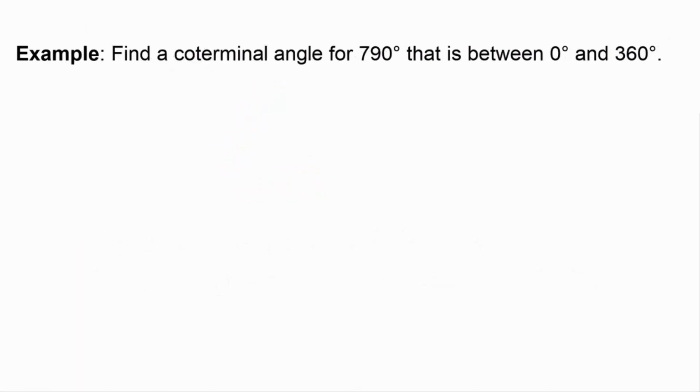So: find a coterminal angle for 790 degrees that is between 0 and 360 degrees. Well, okay, let me back off what I'm doing here. Let me just make sure you understand what coterminal angles are with a simpler example. Is that okay? So let's start with my little ray here.